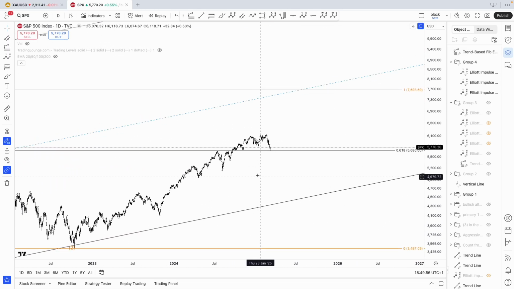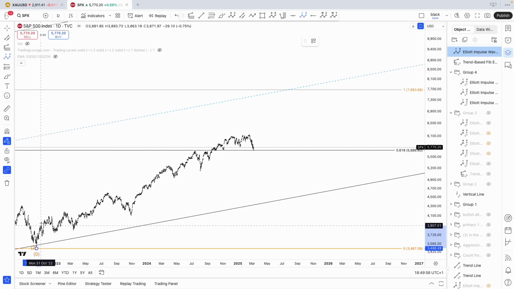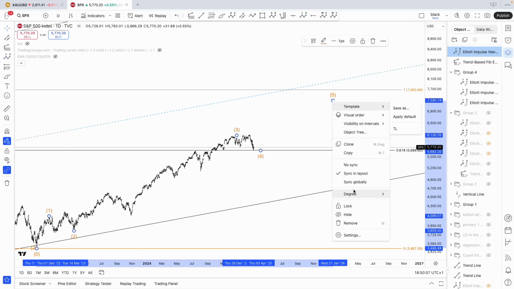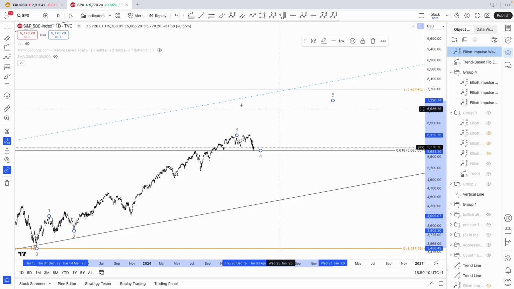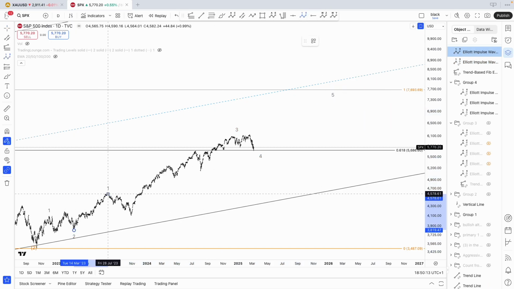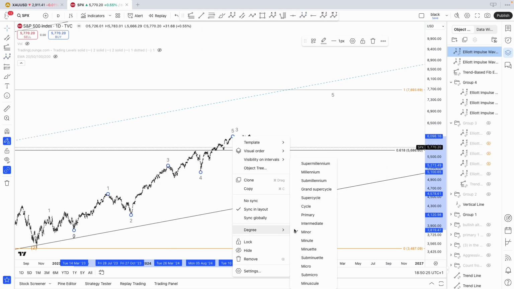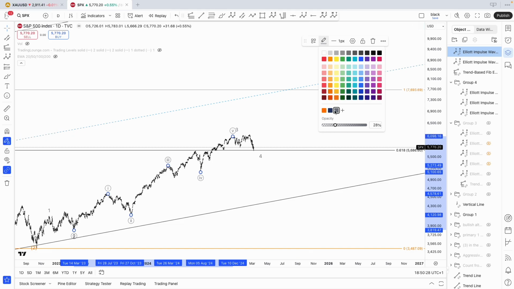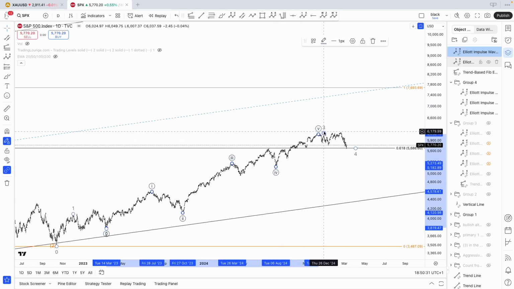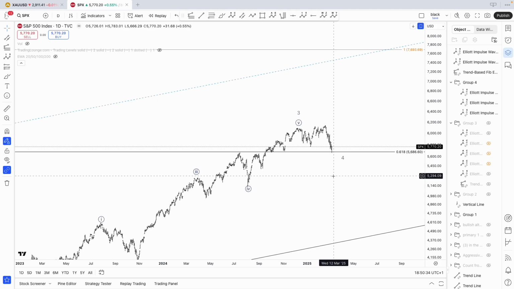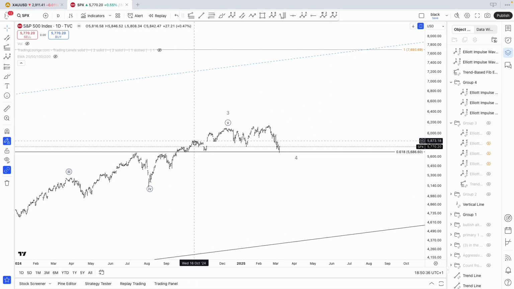So we could be looking at 1, 2, maybe something like this, okay? 1, 2, 3. Now, you guys know me. I like to label this as 4. I got criticized a lot for that, for this ugly 4, but I can't help it. Sorry, I'm a fan of flats. 1, 2, 3, 4, 5, 3.